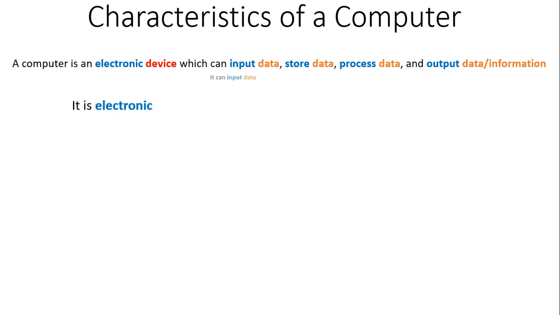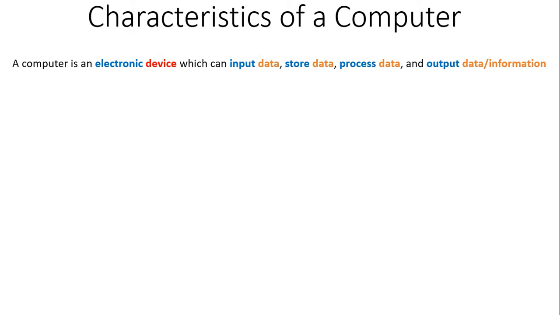Now let's talk about characteristics of a computer. You can see that it's very easy. You can get the characteristics of a computer from its definition. For instance, you can say a computer is characterized by inputting data. It is characterized by storing data. It is characterized by processing data. It is characterized by outputting data. It is characterized by being an electronic device.